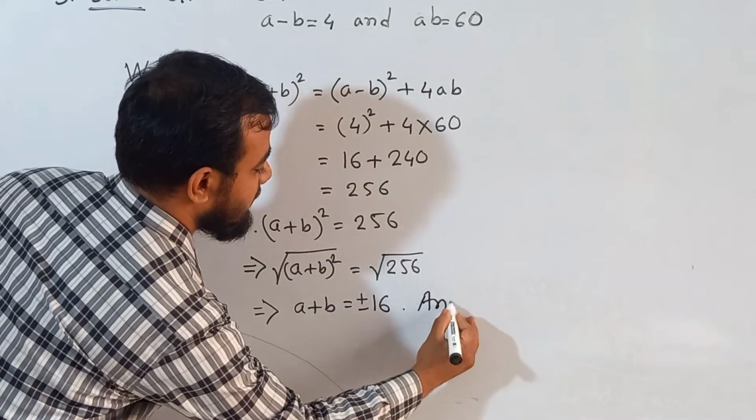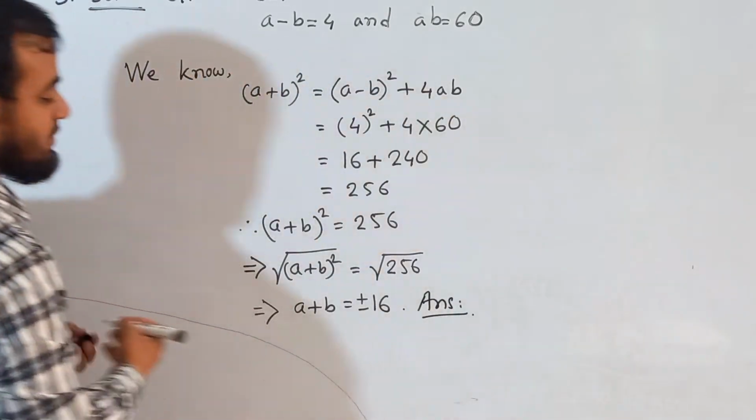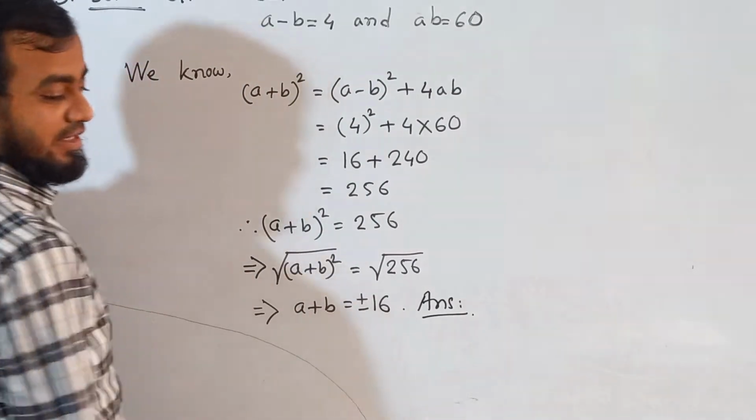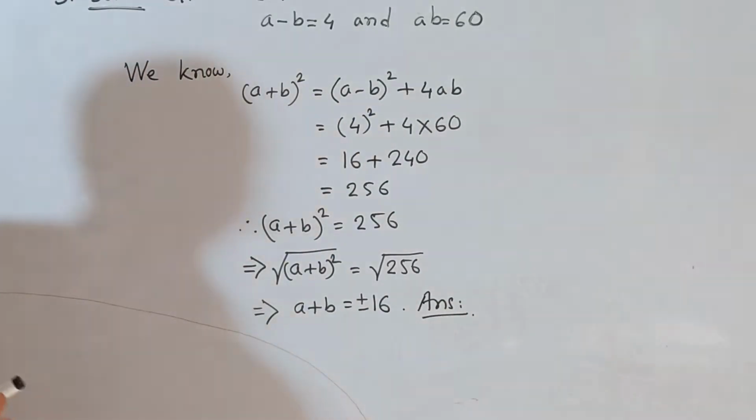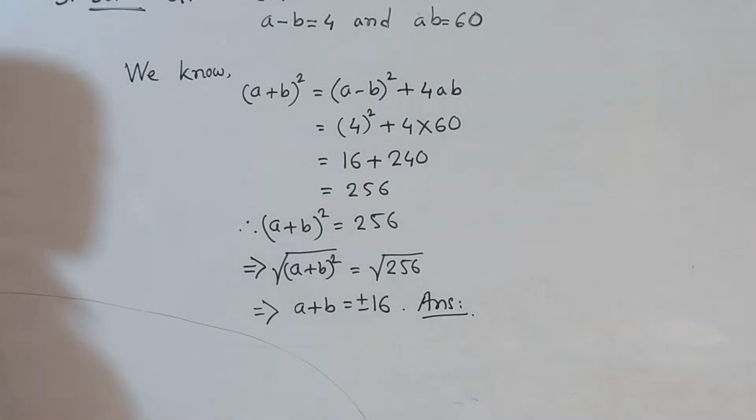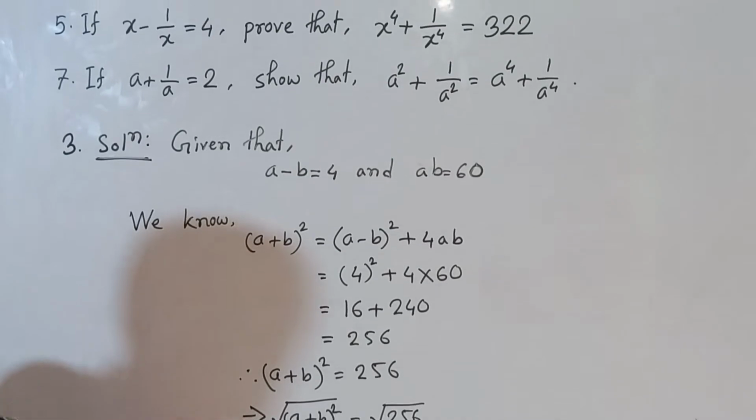So write down the answer here: a plus b equals plus or minus 16, both the positive and negative values for a plus b. Okay. Now we are going to solve question number 5. I think you have understood this one.